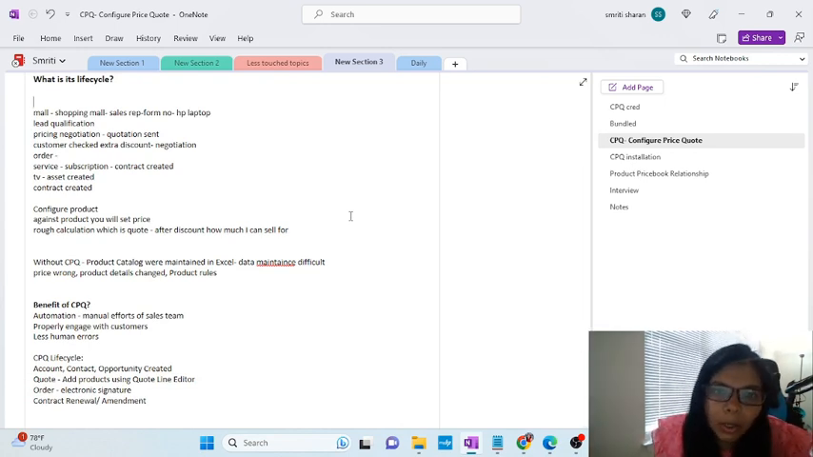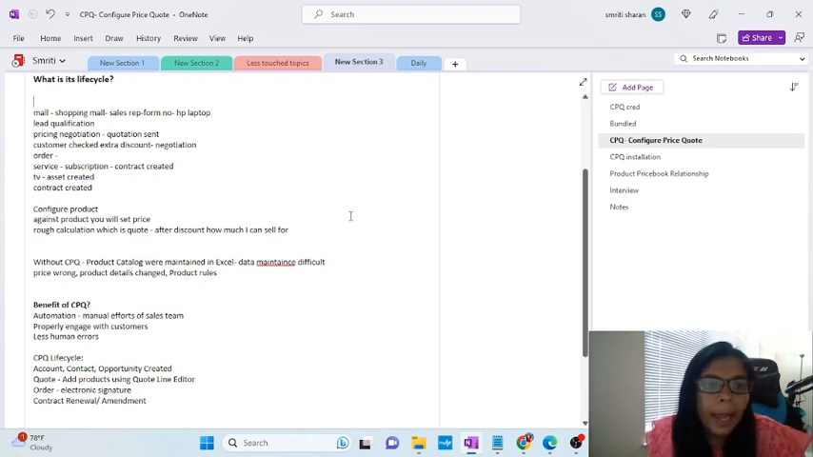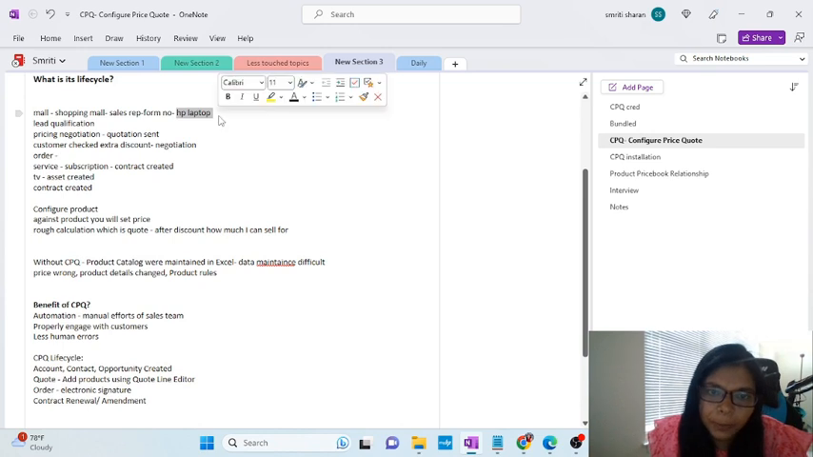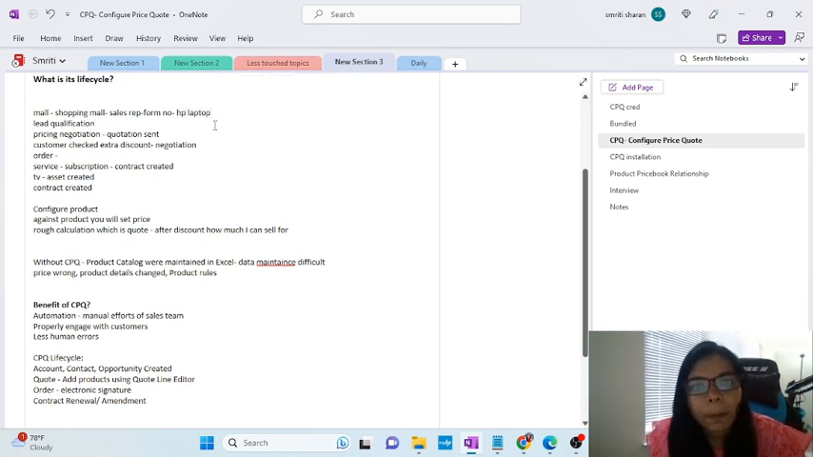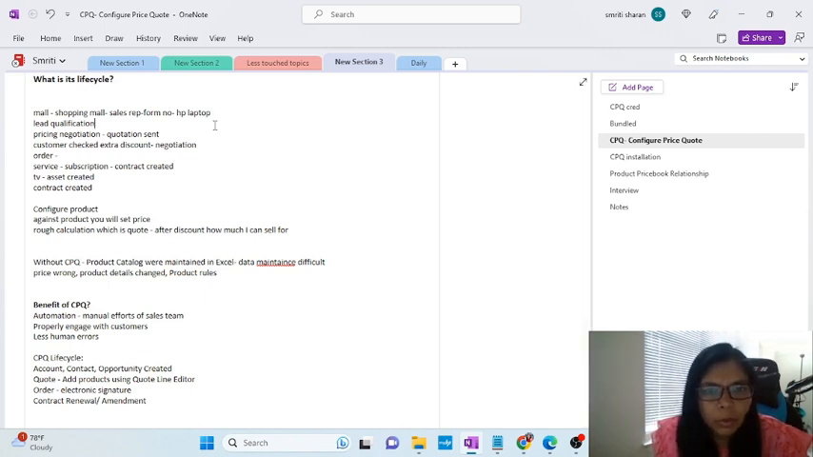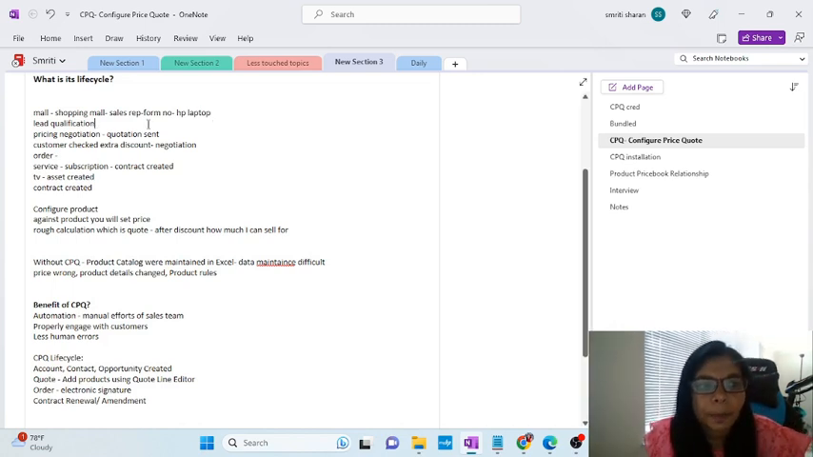Suppose you go to a mall and there you go to an electronic shop and you want to purchase an HP laptop. So you fill in a form and you're not that interested. You say you can contact me. So what will happen? The salesperson will reach out to you. You become the lead because you are interested. You are a prospective customer who might purchase the HP laptop.